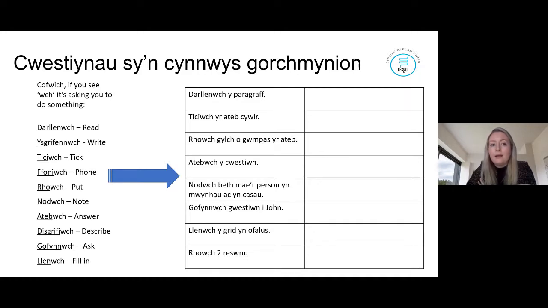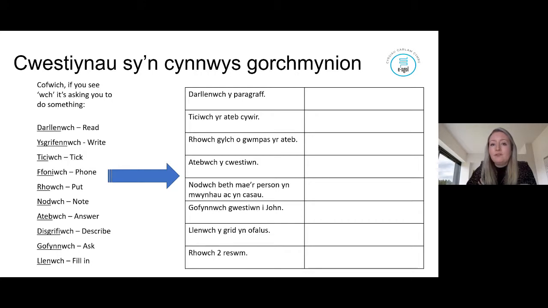Okay, so practice saying those after me. Darllenwch, ysgrifennwch, ticiwch, ffoniwch, rowch, nodwch, atebwch, disgrifiwch, gofynnwch, a llenwch.